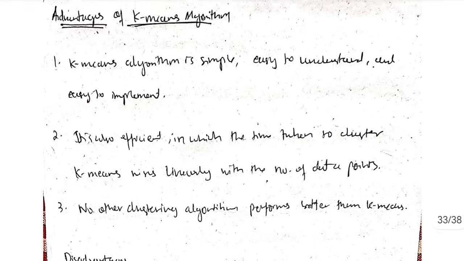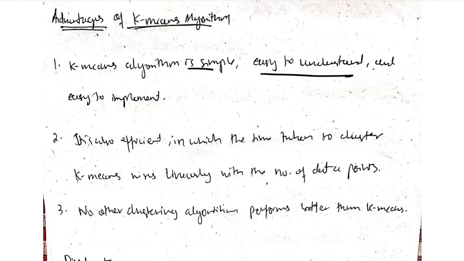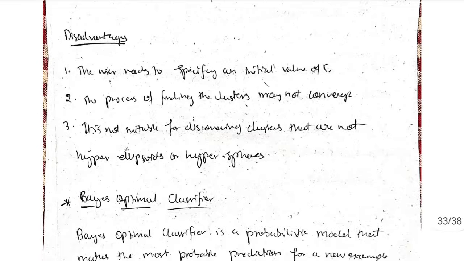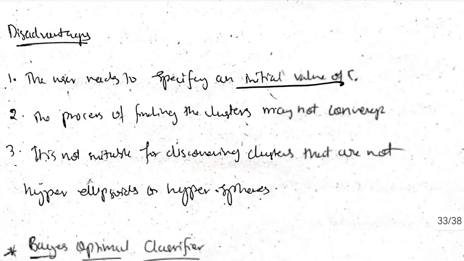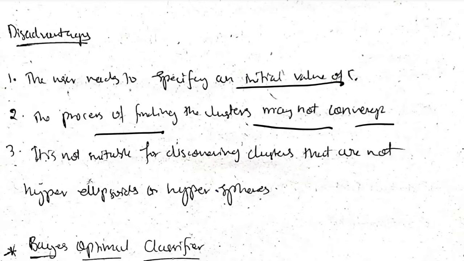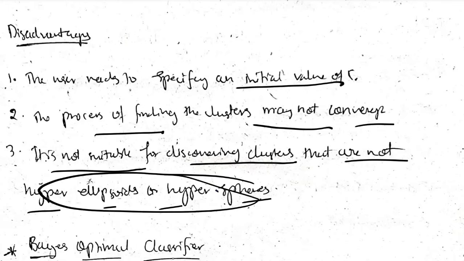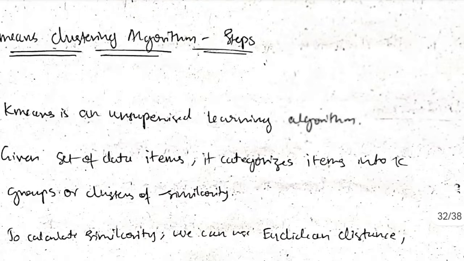What is the advantage of the k-means algorithm? It is easy to understand, simple, easy to implement, and efficient, and for linearly separable cluster data there is no clustering algorithm better than k-means. Disadvantages: the user has to specify the initial k value. The process may not converge at the end. There might be similarities, and it is not suitable for discovering clusters that are not hyperellipsoids or hyperspheres. In these two cases it is not applicable. That's what you have to write about the k-means algorithm if they ask in the exam.